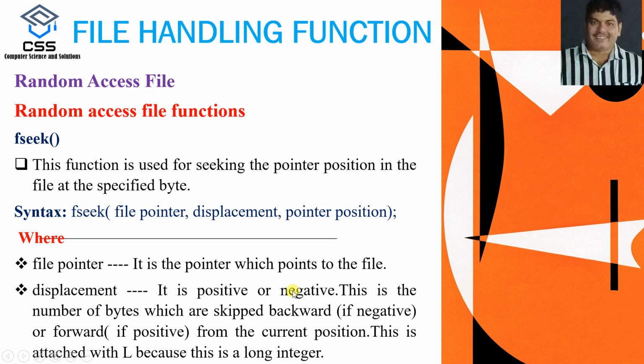Displacement means it is positive or negative. This is the number of bytes you want to skip backward if negative, forward if it is positive, from the current position. This is attached to L. This is a long integer, because if you want to access 1 lakh characters, then you have to write 1 lakh L.